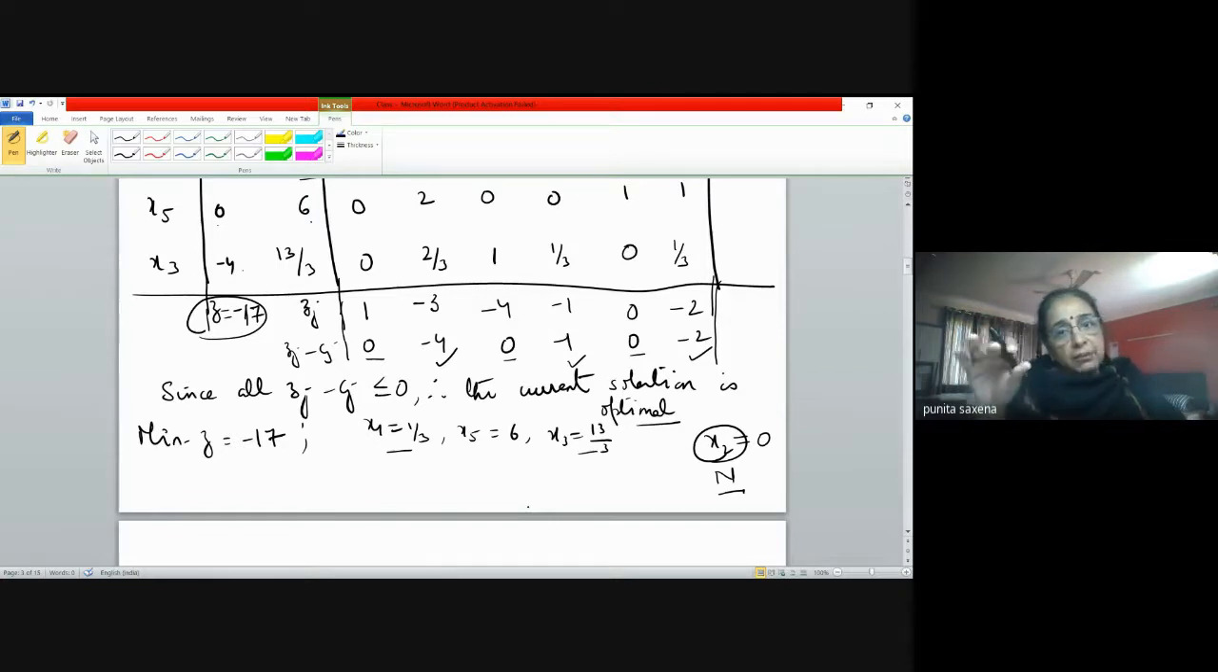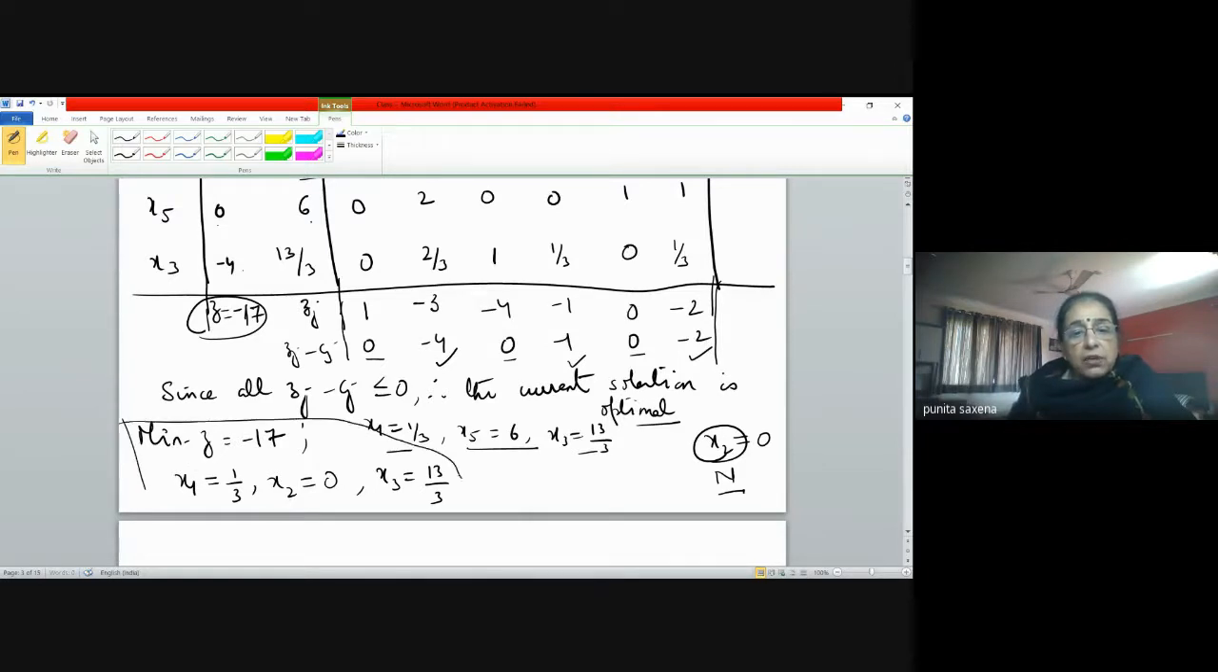Now see, this is the case where a decision maker has given you his problem. You have solved it, but then you have to give back the solution to him also. So we cannot be giving back the solution in terms of a slack variable. So the solution that we are giving is that x1 should be 1/3, but x2 should be 0. Why? Because it was a non-basic variable. And x3 will be 13/3. So this is how we are going to write the solution.